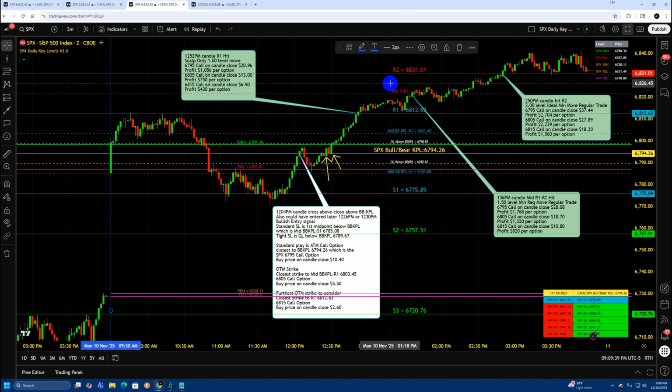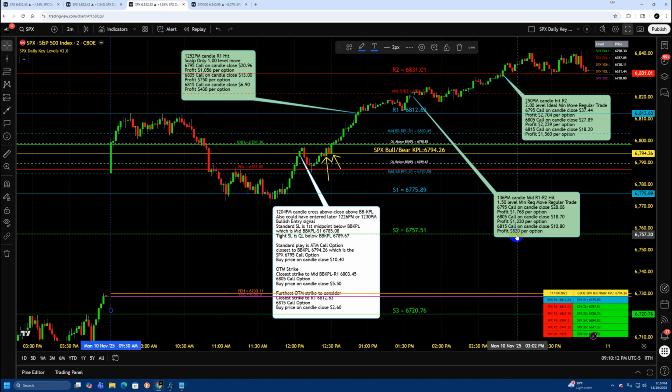Here at 1:36, we get the 1.5 level move from the bull bear KPL to mid R1 R2. That's the minimum required move for a regular trade, and you have all those options we talked about earlier. 67.95 call on candle close $28.08. Profit $1,768 per option. 68.05 call on candle close $18.70. That's $1,320 per option. And the 68.15 call that you only paid $260 for is now $10.80.